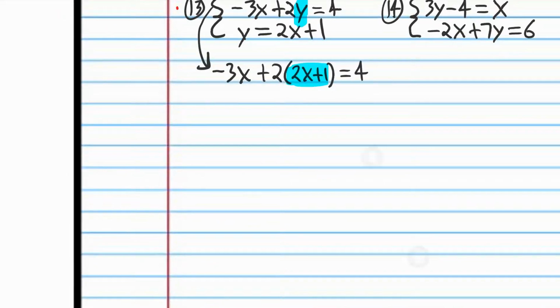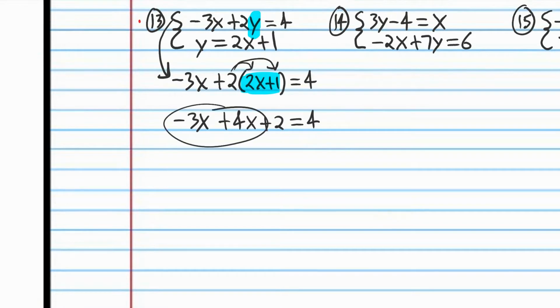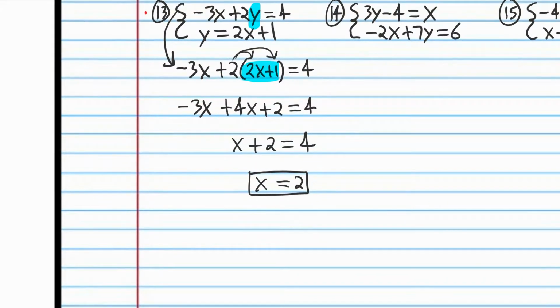So I'm going to distribute 2 times 2x and 2 times 1. I'm just going to rewrite that negative 3x. 2 times 2x is 4x, and 2 times 1 is 2. So now I got rid of the parentheses. And negative 3x plus 4x is x. Subtract 2 from both sides, and we get x is equal to 2. So if you got 2, good job. Now we're going to go to the other equation where y is solved for, and we're going to plug in x, because we know x is 2 now.